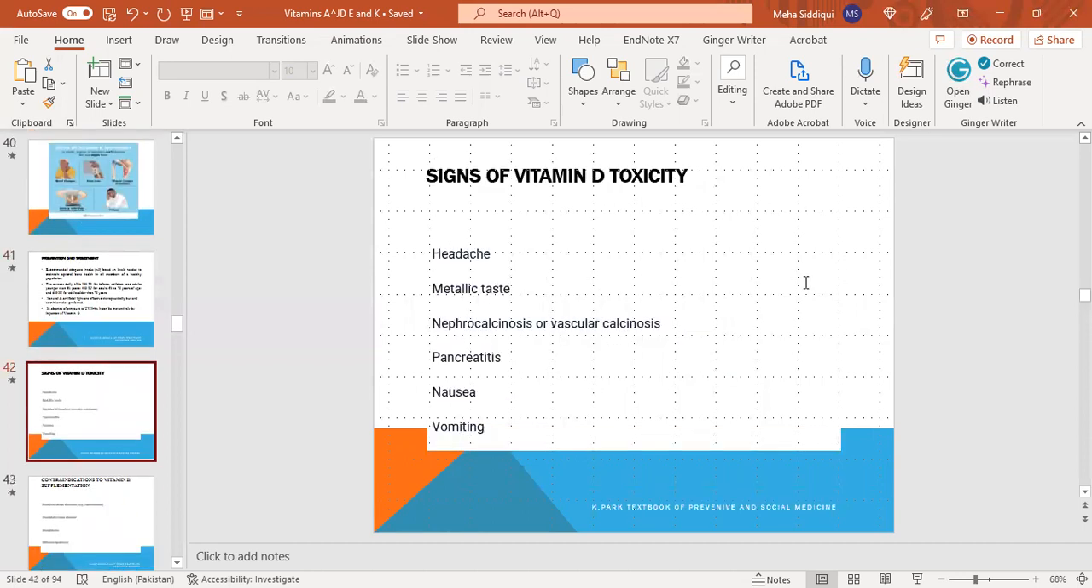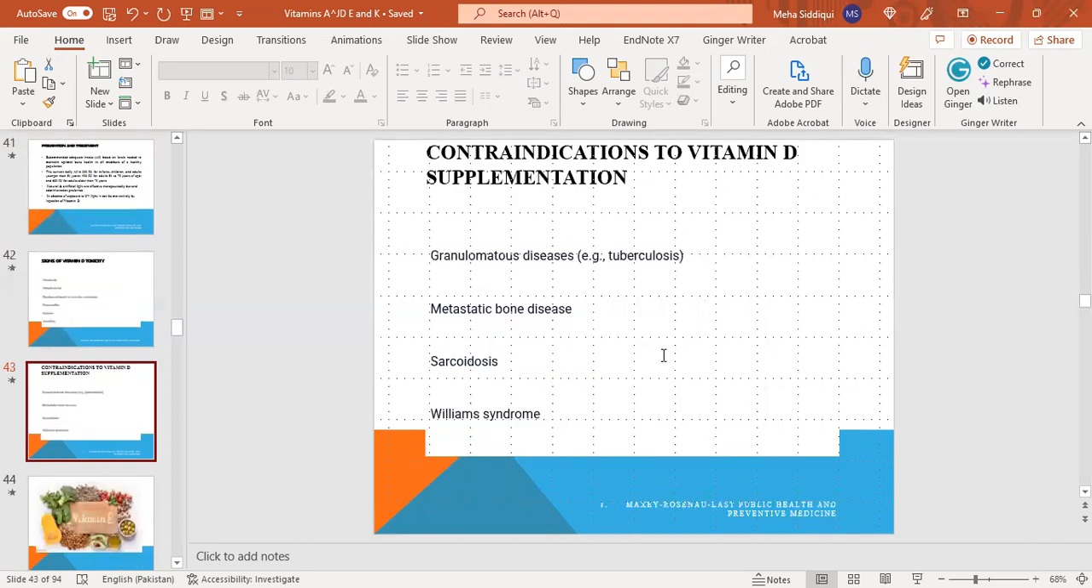Signs of vitamin D toxicity. This is the other end of the spectrum of vitamin D, that is toxicity: headache, metallic taste, nephrocalcinosis or vascular calcinosis, pancreatitis, nausea, vomiting. Contraindications to vitamin D supplementation are granulomatous diseases, metastatic bone diseases, sarcoidosis, and Williams syndrome.